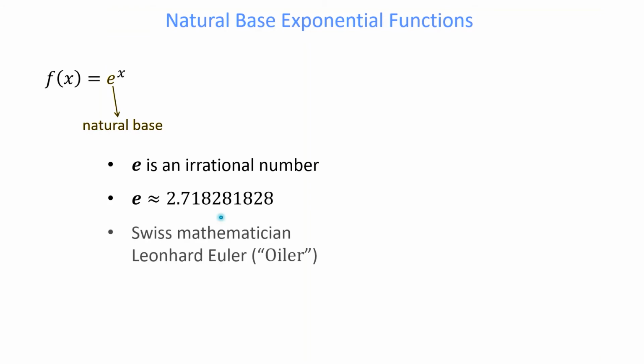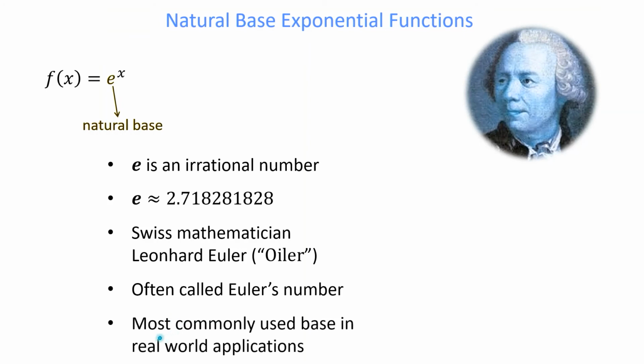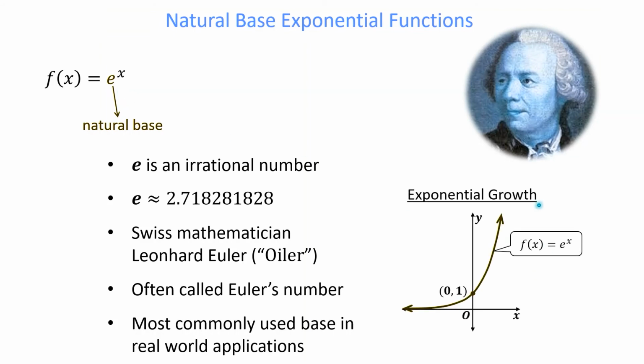It's named after the Swiss mathematician Leonhard Euler, and this is a picture of him there, which is often why we call it Euler's number. Now this base is the most commonly used base in real-world applications. So you should notice that e is greater than 1. So the graph of e to the power of x is very similar to an exponential growth function. So it would look like this, going through the y-intercept (0, 1).